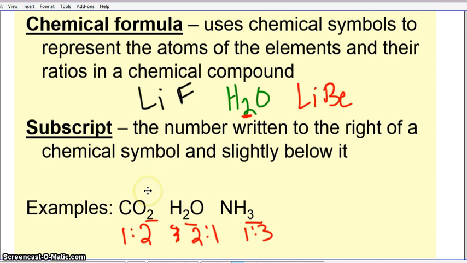So, really quick, in the notes section of your notebook, your flip section, tell me what kind of bonds these are: CO2, H2O, NH3. Write it now.